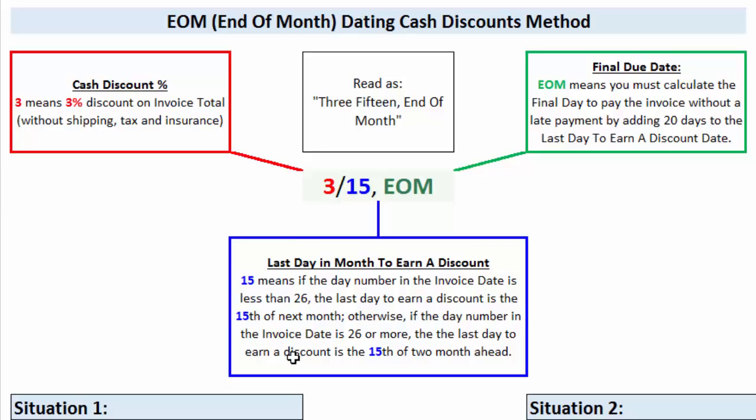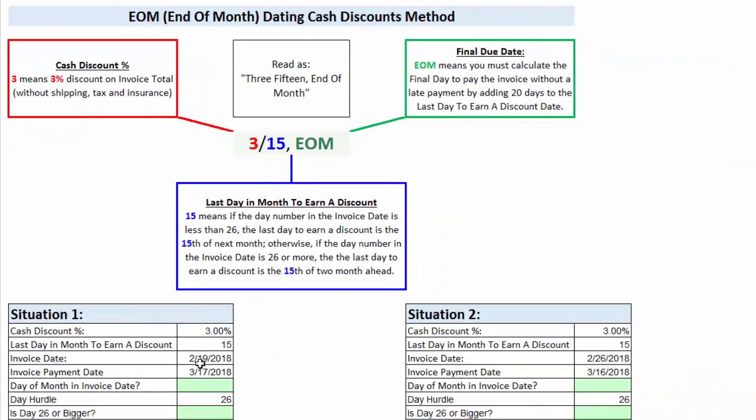And this gets crazy. The 15 means if the day number in the invoice date is less than 26, that means, for example, down here, the invoice date is 19. That's less than the 26th of the month. So the 15 will mean if your invoice day is less than 26, the last day to earn a discount is the 15th of next month. Otherwise, if the day number in the invoice date is 26 days or more, the last day to earn a discount is the 15th of 2 months ahead.